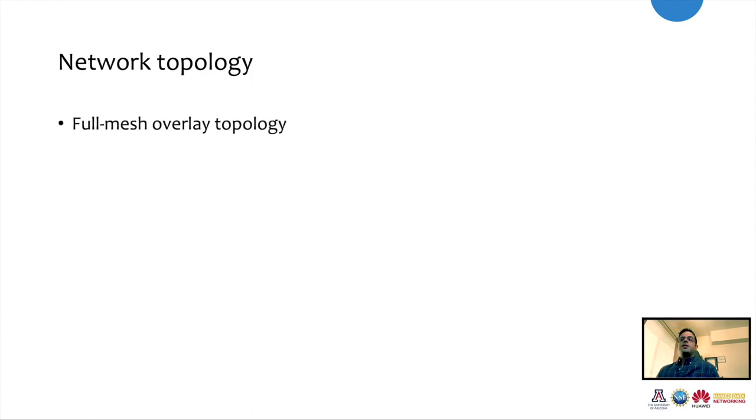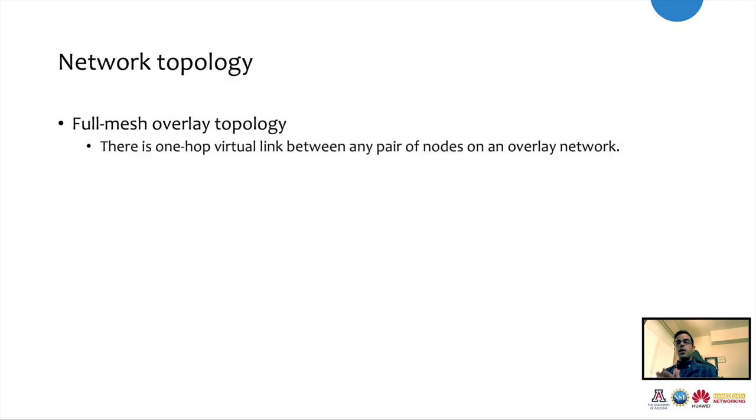As I mentioned, iCDN uses a full mesh network topology just like any other overlay network. It means that there is a one-hop virtual link between any pair of nodes in this network, even if physically those nodes are multiple hops away from each other. However, in the majority of CDNs, a routing module prunes the full mesh topology and tightens each node to a small set of paths. But in iCDN, each node can use any path in this full mesh topology at any given time.